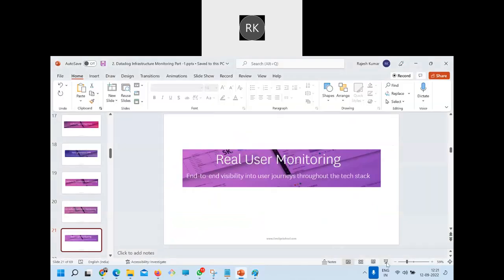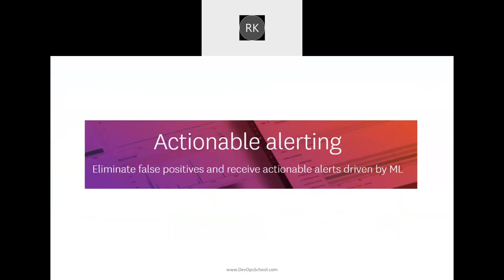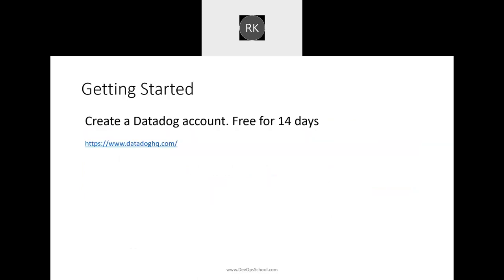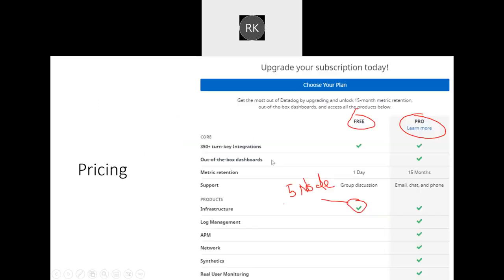Real user monitoring is also enabled in Datadog. You have an actionable alerting solution, a very nice platform for setting up alerts. I have never faced any issue setting up alerts here. The API is also available for everything. So how do we get started? We have a website called datadoghq.com, and you can start with it. It's a 14-day trial period. You can get everything and get started. After the 14-day period, you have to buy, or you are free.